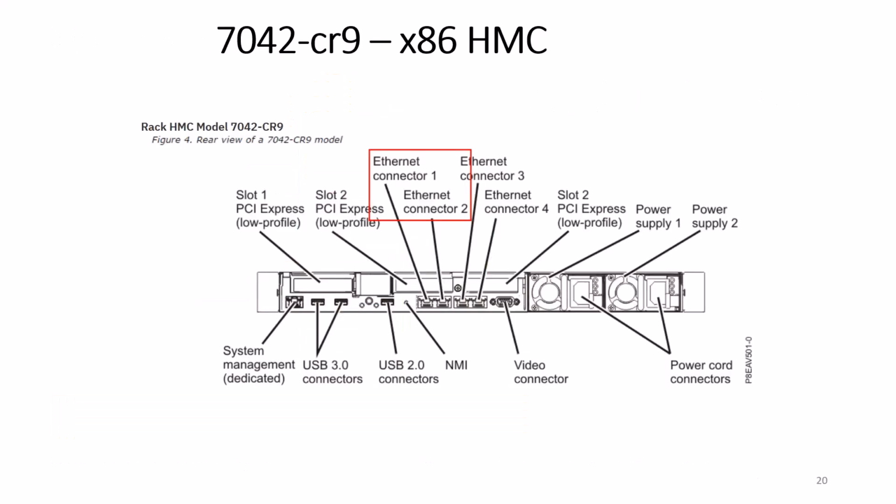So in the next couple of slides, I just want to show you some of the connectivity differences between the various HMCs. If you've still got Power 7s, you've probably got a 7042 CR9 x86 HMC. And when you look at it, you have ETH0, ETH1, ETH2, ETH3. They're basically these four connectors in the middle, going left to right.